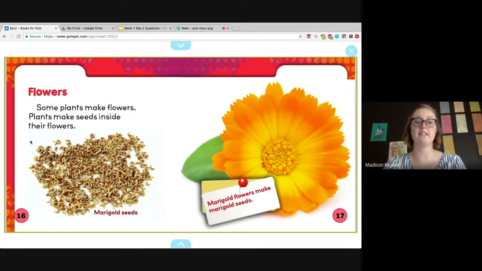So some plants make flowers. Plants make seeds inside their flowers. We're able to answer some of those questions we asked just by looking at the heading there. So we have marigold seeds, and then marigold flowers make marigold seeds. So this is starting to remind me of the question I asked about what role do the different parts have? And this is kind of showing me the role that the flowers have in a plant life cycle.